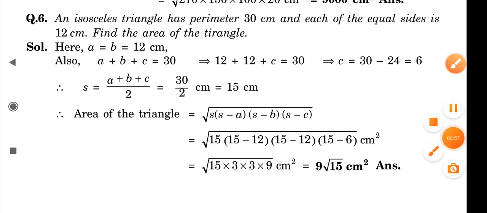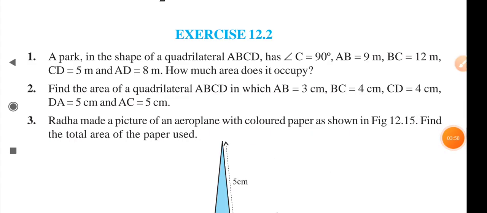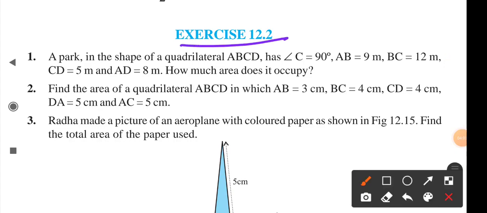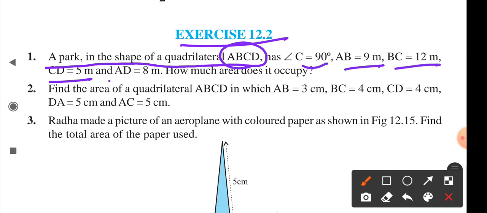Now moving to the next exercise. Exercise 12.2. I am going to read the question. A park is in the shape of quadrilateral ABCD. Angle C is equal to 90 degree, AB equal to this, BC equal to this, CD equal to this and AD equal to this much. And you have to find out the area of the park. That is, you have to find out the area of the quadrilateral.